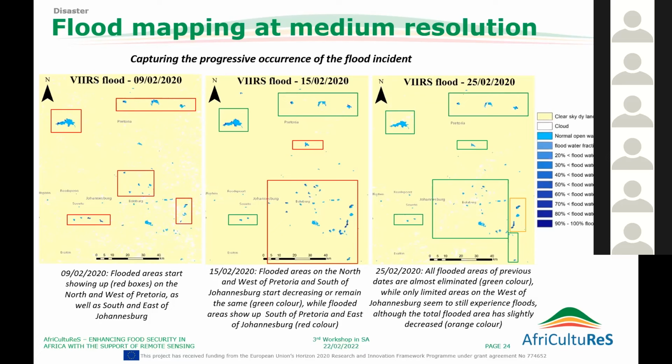February 2 years ago. And then in the middle image, you can see areas where it has started to decrease the flood in green, but other areas where new flood has appeared in the red box. And finally, at the end of February, you can see that almost all areas the flood has receded.